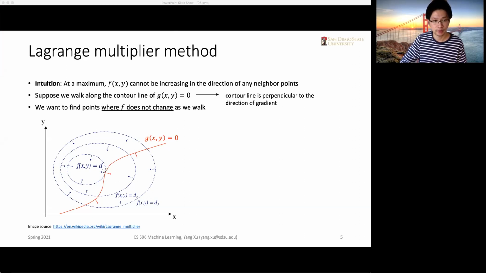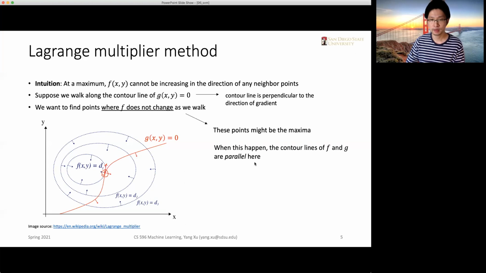For example, this line. If we walk along that direction, because it's parallel with the contours direction, then along that direction the values of f, indicated by the bluish functions, do not change. So that point might be the maximum point. It might be the point that we should stop.